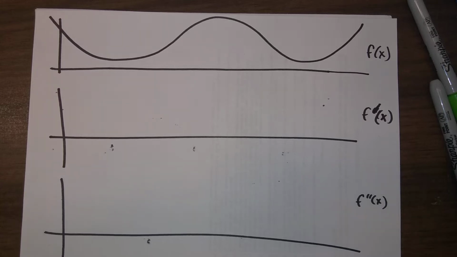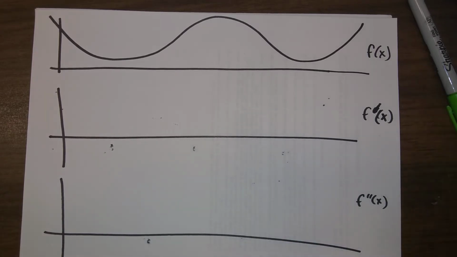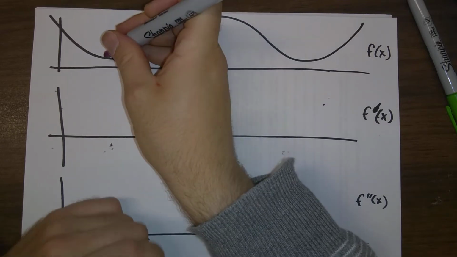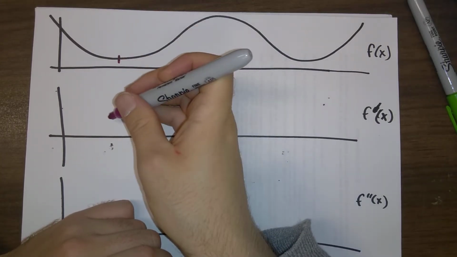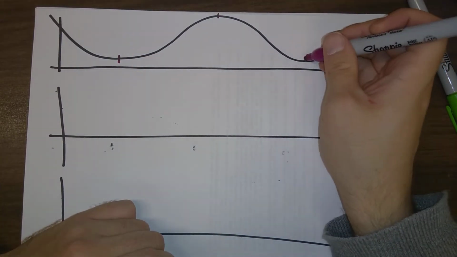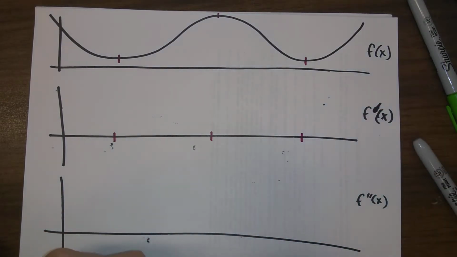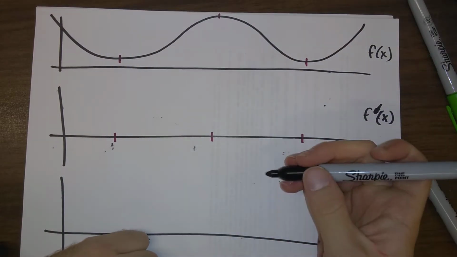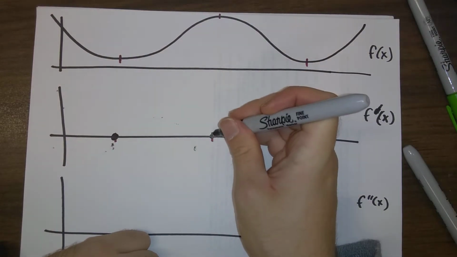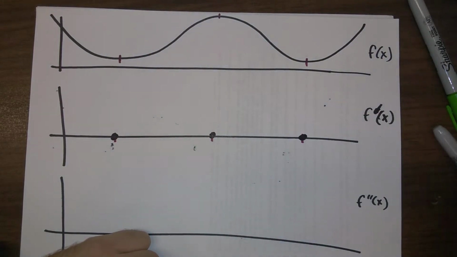Given a graph of a function f of x, let's take the drawing of f of x and then use that information to draw sketches of f prime of x and f double prime of x. So what do we look at when we're doing this? Well, first let's find critical points. Critical point, critical point, critical point: horizontal tangent line. So that means that at least at critical points, the derivative has to be 0.